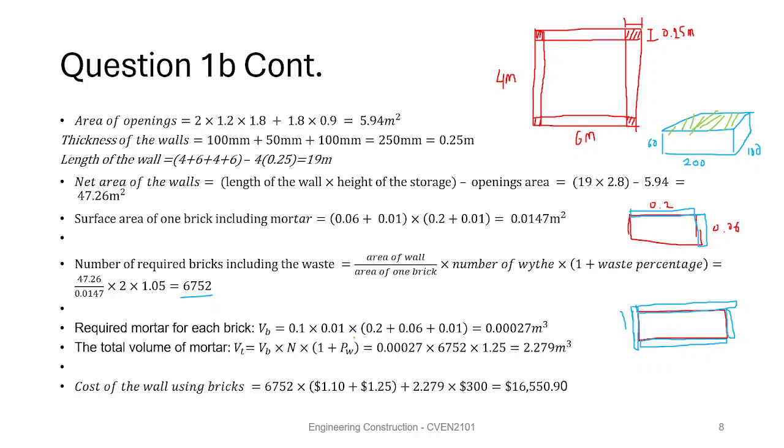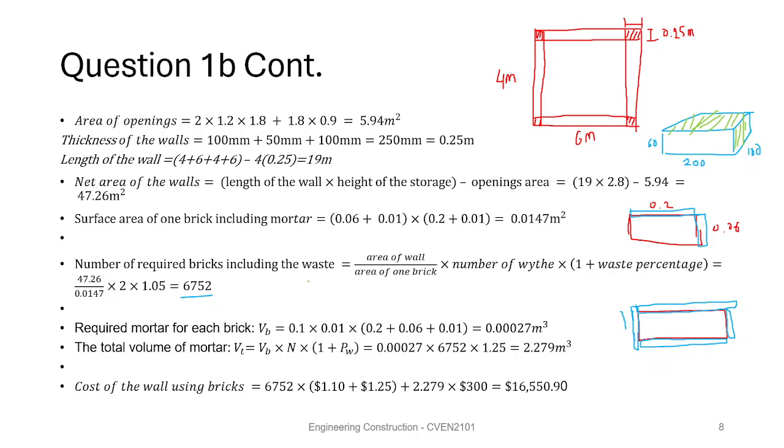Next, if we do it over here, where it's 0.1 multiplied by 0.06 multiplied by 0.01, what it's trying to say is we're putting mortar on this side, right? So we don't put mortar on the face of the brick. There's no point. We're not gluing it to anything, right? So we're just putting it on the sides, okay?